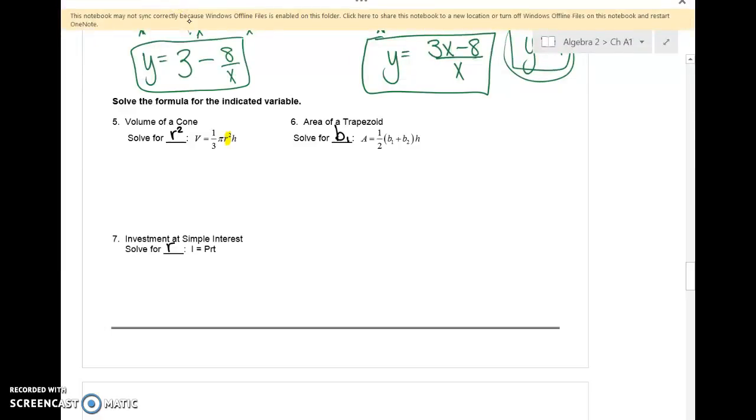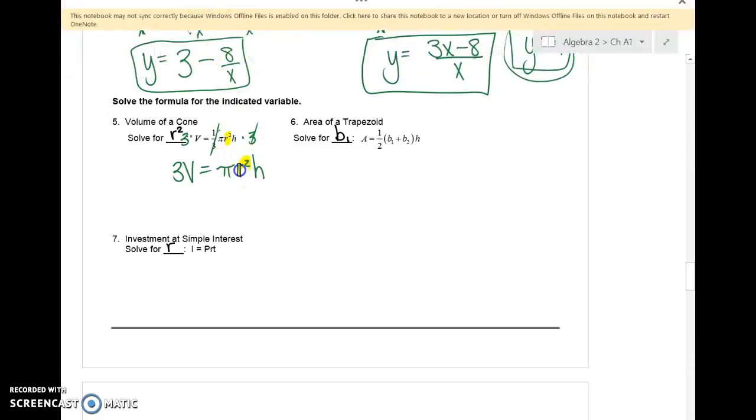First thing I would always do, if you see something like 1/3 in there, try to get rid of that 1/3. How do we get rid of times 1/3? Multiply by 3. We're going to multiply both sides by 3. 3 times 1/3 is 1, so that neutralizes that 1/3. So we have 3v equals pi r squared h.